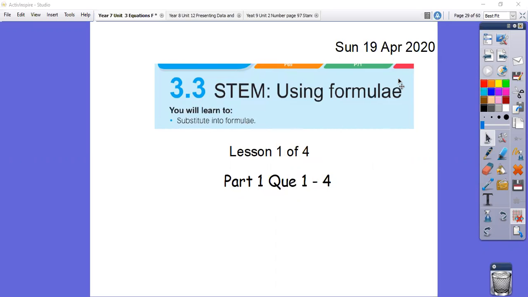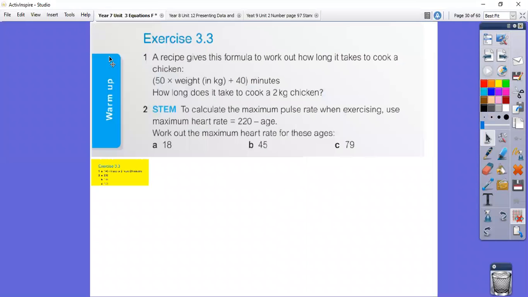Today I will do this lesson live on Zoom, so if you can join me, that would be better, and we'll look at the questions. However, if you are unable to join us for the live Zoom, can you please go ahead and do questions 1 to 4? Questions 1 and 2 in exercise 3.3 are the warm-up questions.